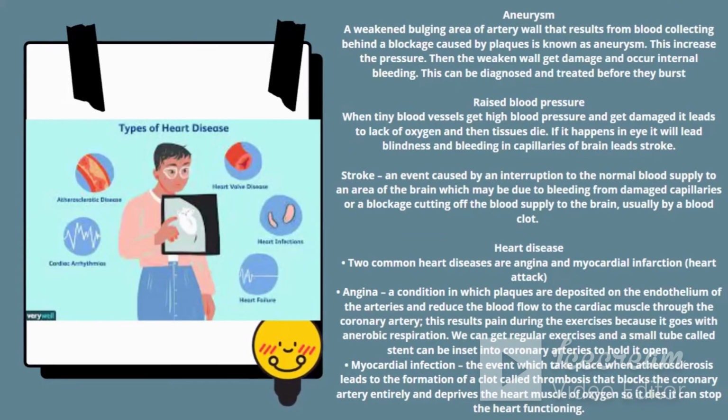The second one is that blood pressure also increases, leading to a lack of oxygen, and due to the lack of oxygen, tissues die. The third one is called stroke. This normally happens in areas of the brain. Due to a lack of blood supply, the pressure increase damages capillaries and allows them to burst. This also leads to internal bleeding, and sometimes a blood clot blocks the coronary arteries, causing a lack of blood supply to the cardiac muscles. This situation is called angina.